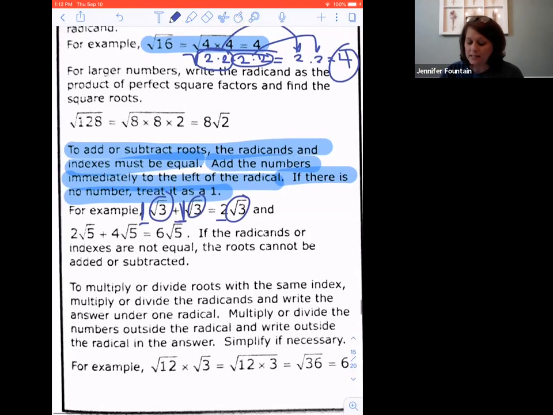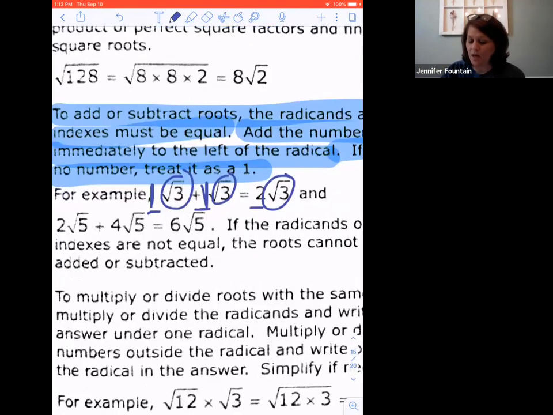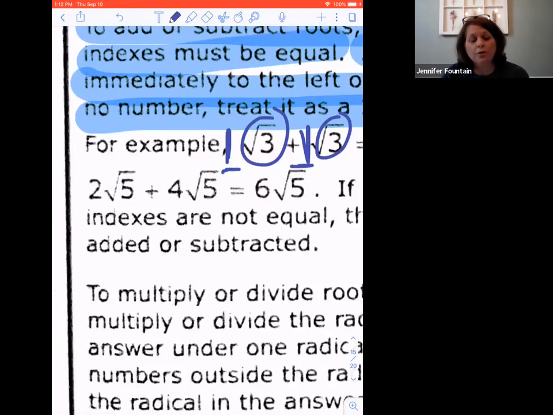So now if we look at this one, I've got 2 times the square root of 5 plus 4 times the square root of 5. So you just add 2 plus 4 is 6. And since these are the same, the radical stays the same. Just add the numbers in front of them.